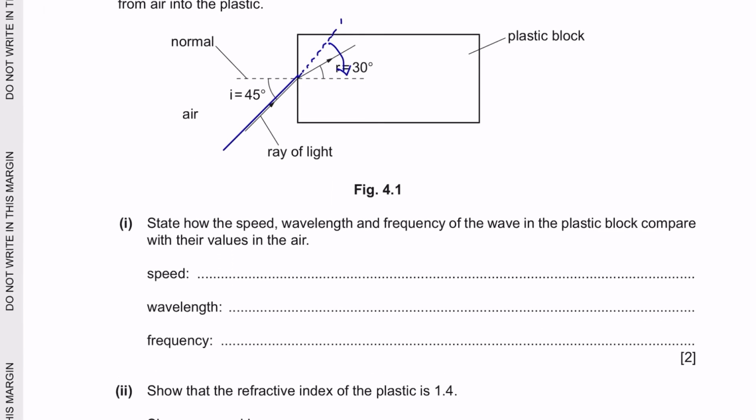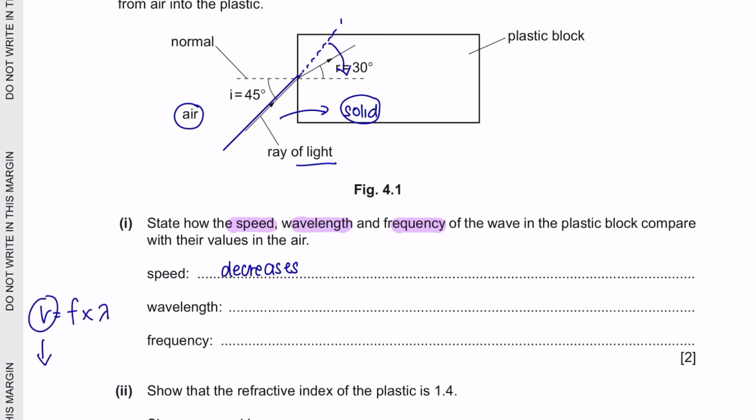Question part 1. State how the speed, wavelength, and frequency of the wave in the plastic block compare with the values in the air. When light travels from air into another medium, in this case solid, the speed would decrease. And if the speed decreases, then the wavelength decreases as well. However, the frequency will always remain the same.